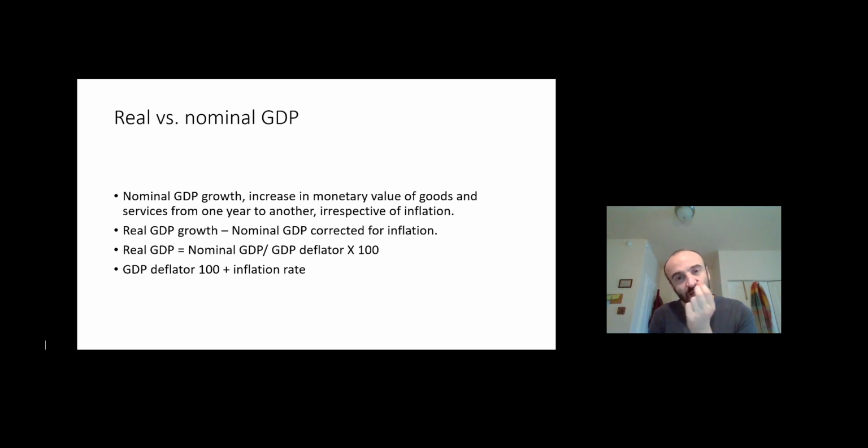nominal terms, but now you want to see whether you can buy $5,000 more goods in prices of 2019. It increased 10% from the previous year. You want to see whether you can buy 10% more goods and services. How do you do it? You divide it by the GDP deflator and multiply by 100.